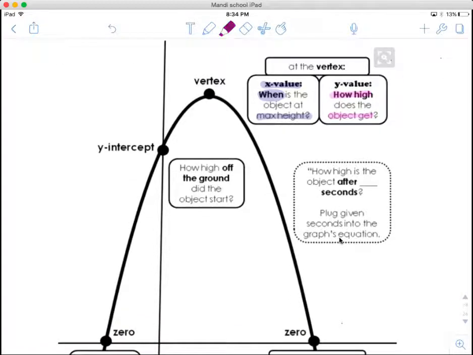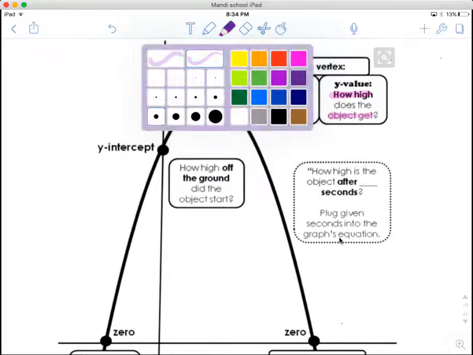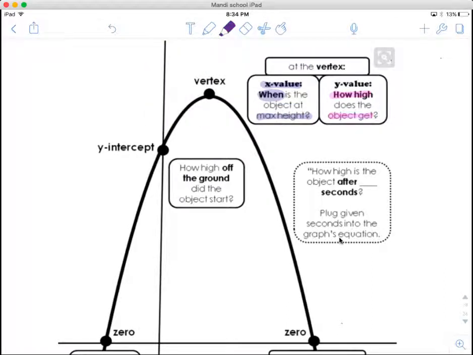Then we talked about the y-intercept. We know that the y-intercept is the c value, that's when x is 0, usually the c value. This tells you how high off the ground the object starts. The most important thing I want you to see there is that this is where the object starts.